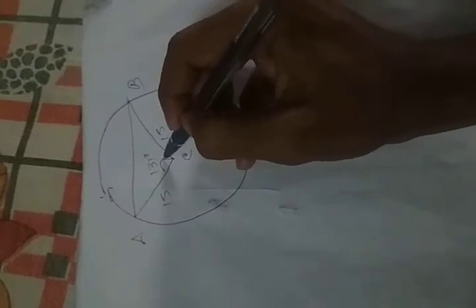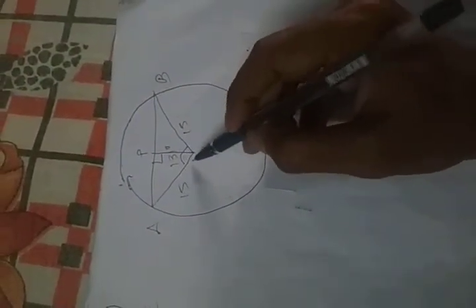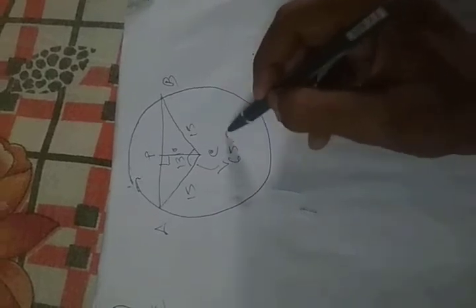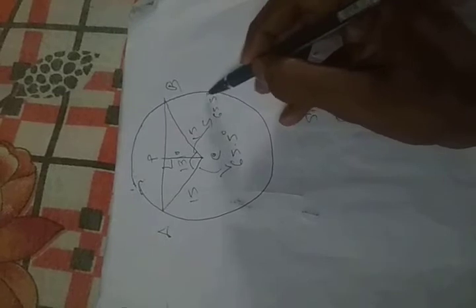Now I am drawing a perpendicular line from C to AB, the CP. As a result, this angle is divided into two equal parts. So each angle is now 65.5. This one is 65.5, this one is 65.5.